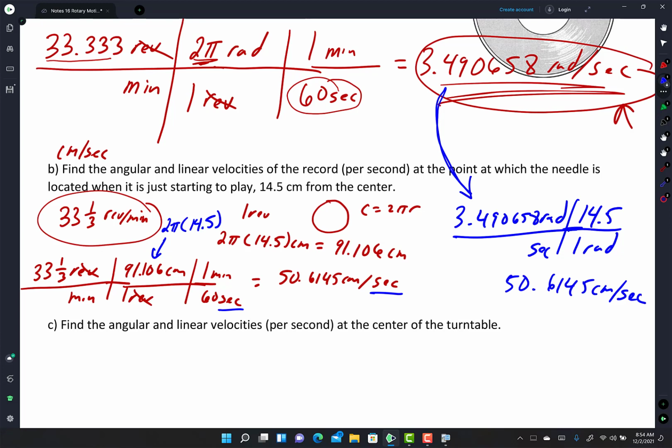If you're wondering why are they the same? Because if you think about it, that 91.106 is 2 pi times your r. Do you know what I mean? So that's why the one in blue works. All it's missing is your r, because 2 pi is 1 revolution.